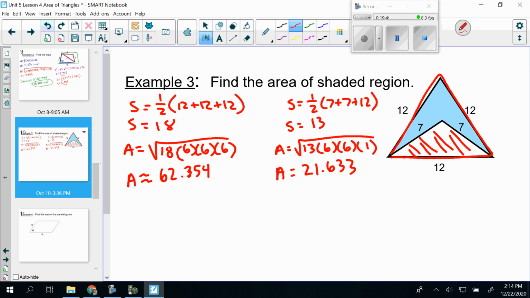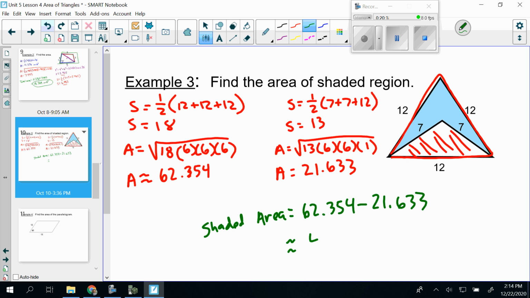In this case, last time we added them together, but here, remember, it's kind of cut out of that shape, so we'd want to subtract them. So on this one, our total area, or actually I shouldn't, let's go shaded, because we're trying to find the shaded area. Shaded area would be 62.354 minus this other one. And you should get, if you do this one, about 40.721 units squared. So there's our area of our shaded region.